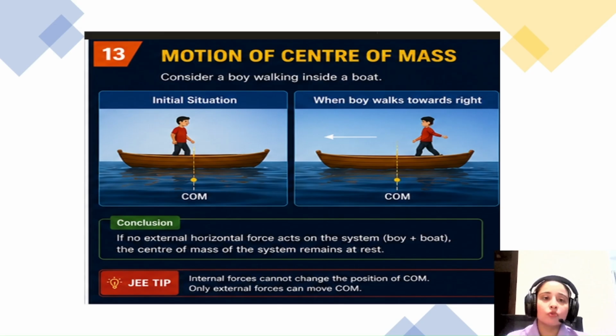Now I have given you this question: consider a boy walking inside a boat. In the initial situation, the center of mass is here. Even if the boy is walking towards the right or towards the left, the center of mass will not change unless and until you provide some external force to change its position. So if there is no horizontal force acting on the system, then the center of mass remains at rest. It will remain fixed.